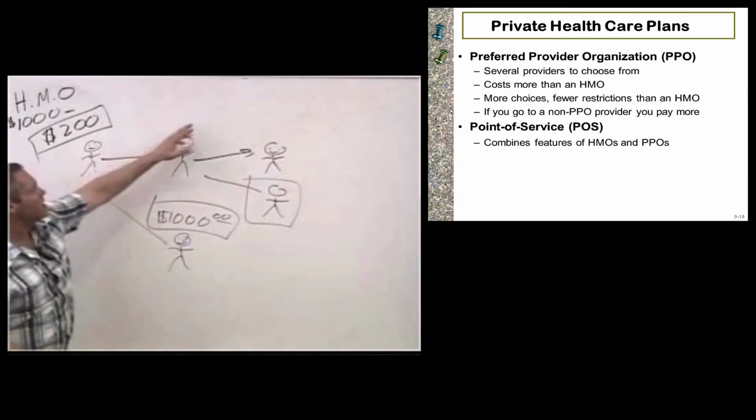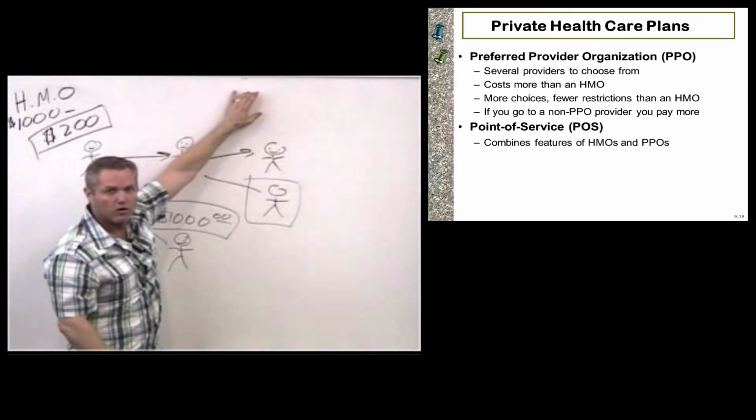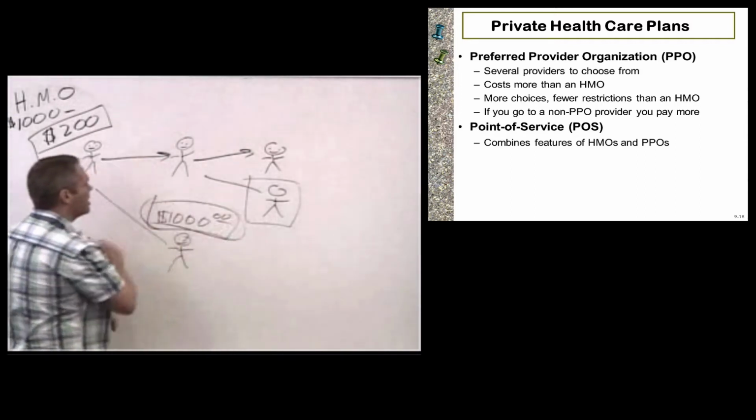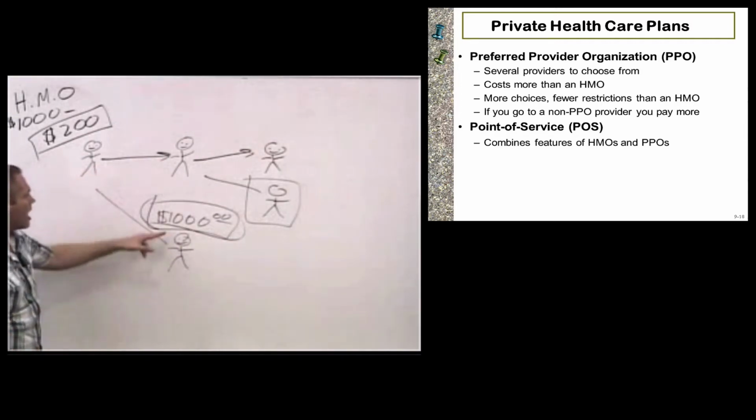But instead of paying $1,000 a month for the PPO, right, we're paying $200 a month here, which means I'm saving a lot of money, or whatever that difference is. I can probably go out of pocket 3 or 4 times.